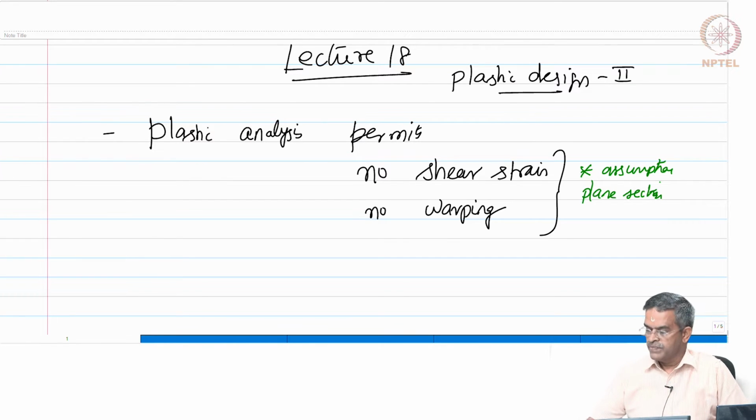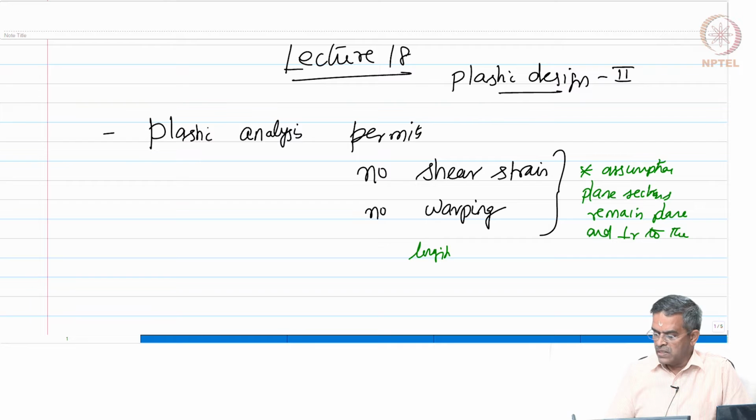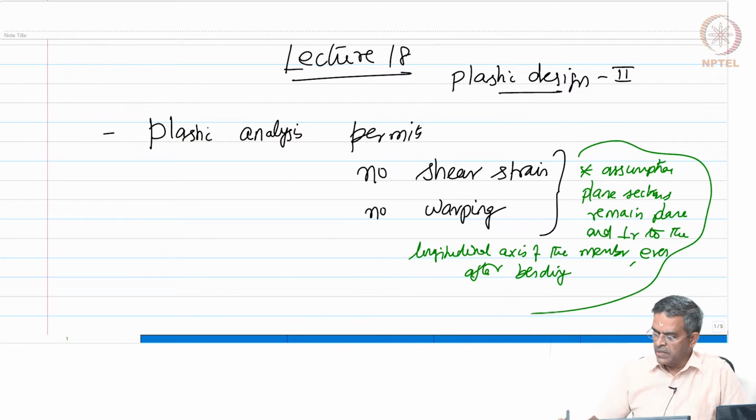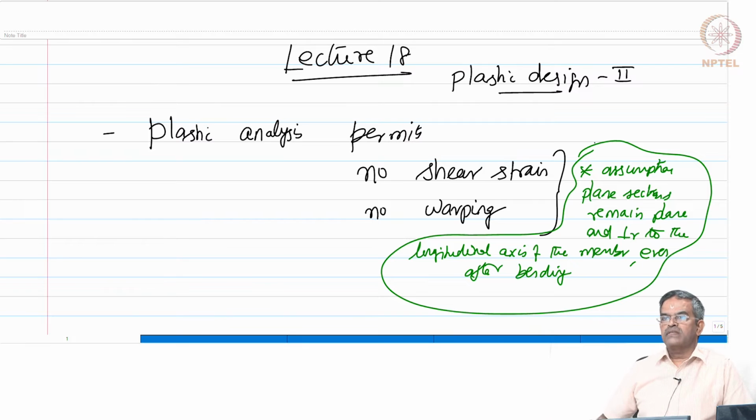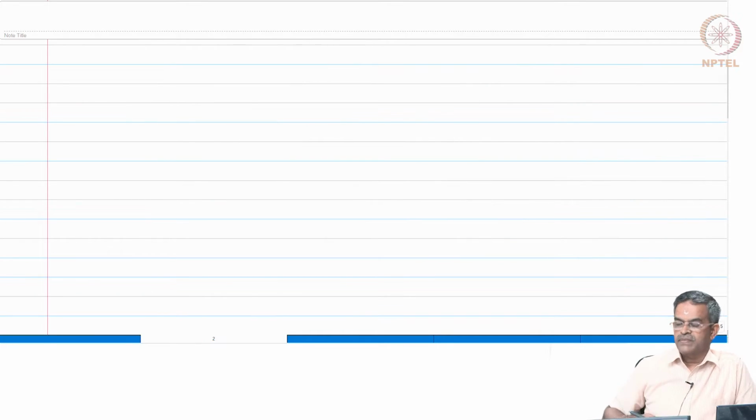plane sections remain plane and normal to the longitudinal axis of the member even after bending. It is a very interesting and very vital assumption we make in plastic analysis, which can be expressed diagrammatically, like you see here.